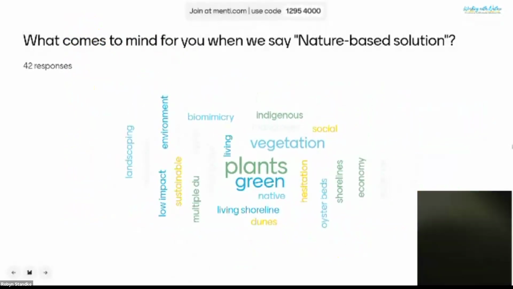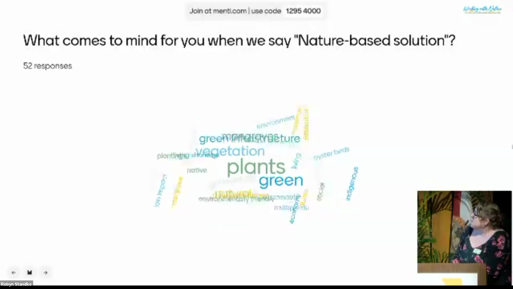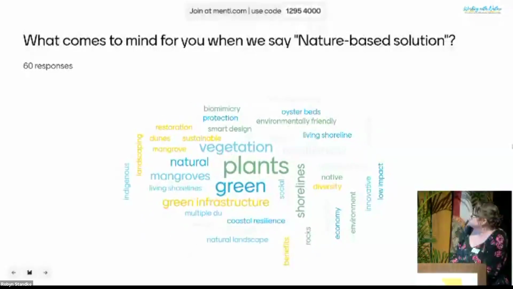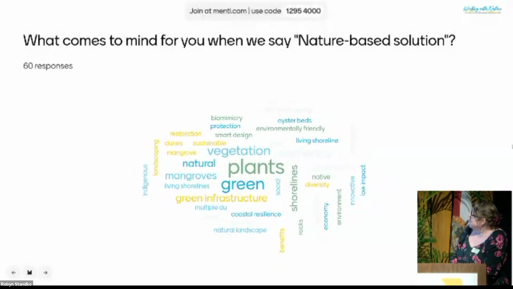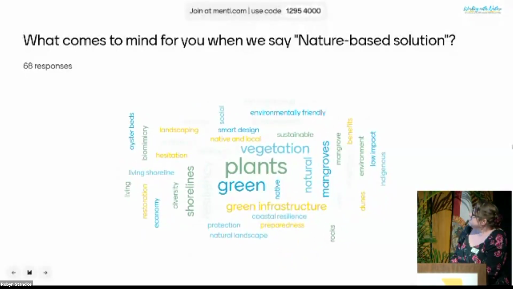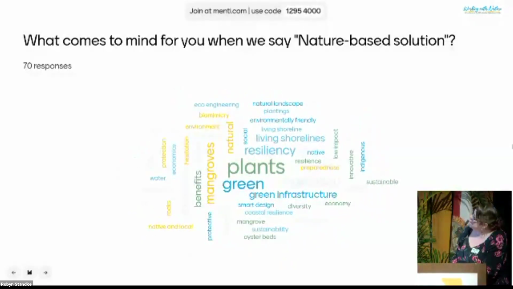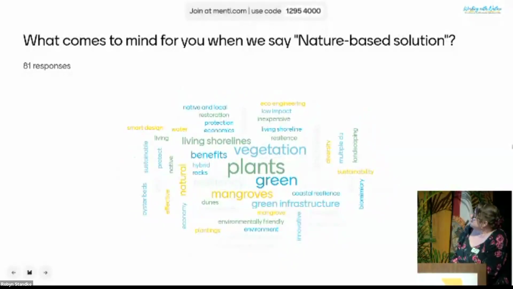Okay, so we're starting to get some results right now. So we've got natural plants, vegetation, mangroves, restoration, oyster beds. I'm going to let it go on a little bit longer here because I still see some good ideas coming in.